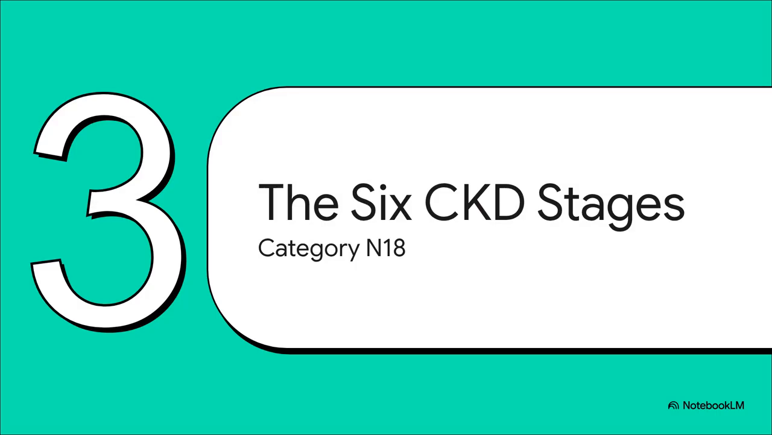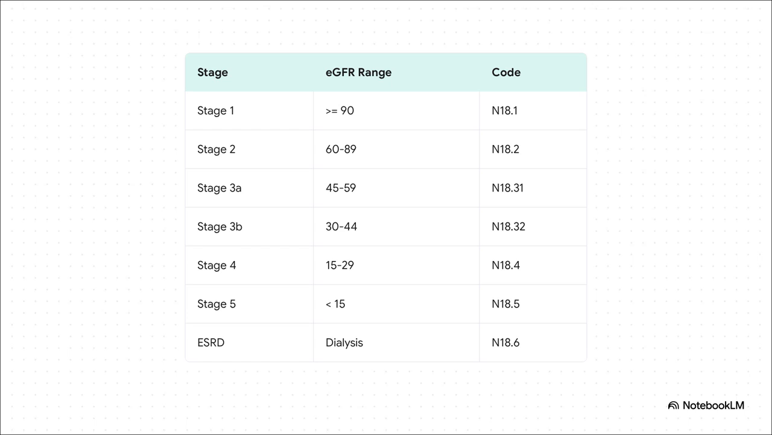Okay, on to Section 3, the 6 CKD stages. This is an area where precision is, quite frankly, non-negotiable. ICD-10 recognizes 6 official stages based on eGFR values, and these values tell us exactly how well those kidneys are working. Stage 1 is an eGFR of 90 or above, mapping straight to N18.1. Stage 2 is 60 to 89, mapping to N18.2. Then Stage 3 is actually broken down into 3A and 3B, mapping to N18.31 and N18.32. Stage 4 drops down to an eGFR of 15 to 29, which gives us N18.4. Stage 5 is less than 15, that's N18.5.